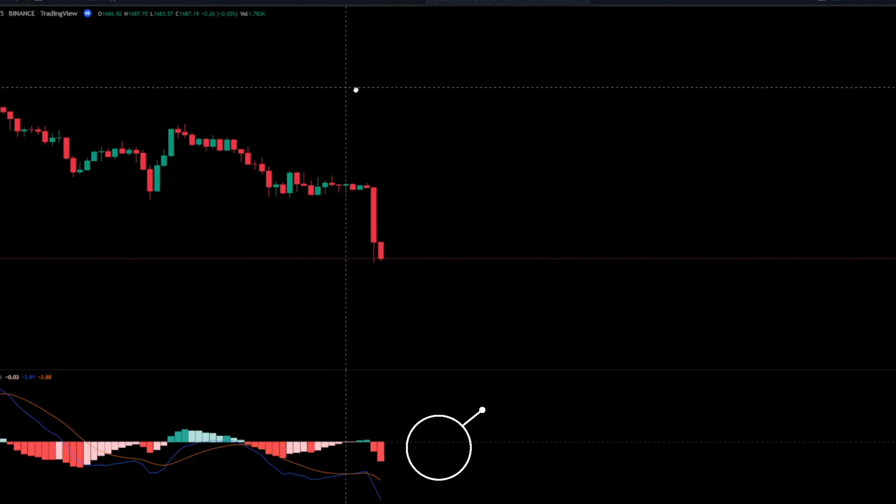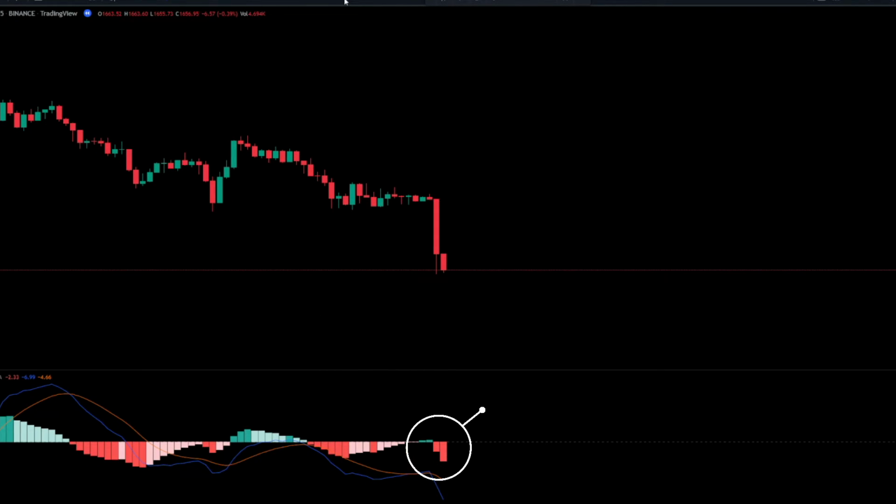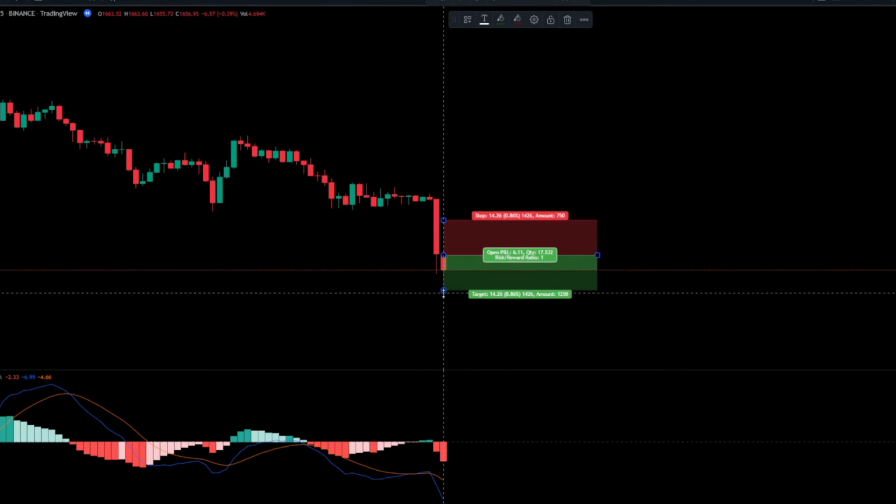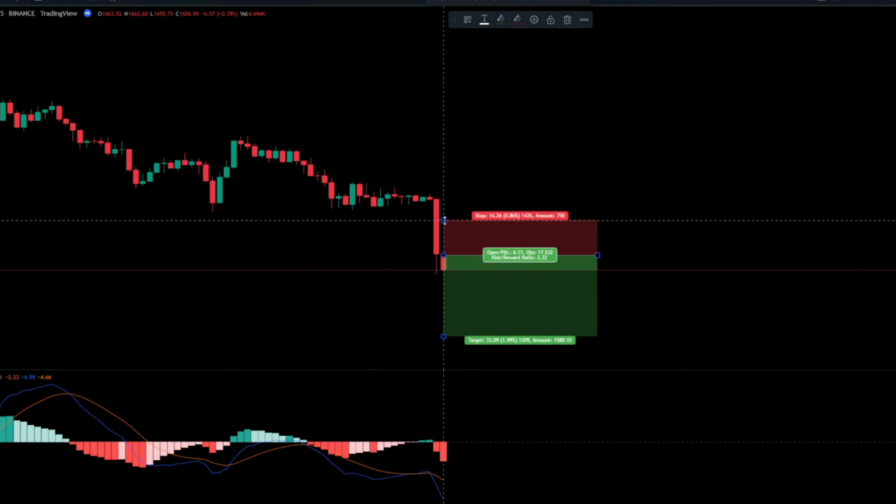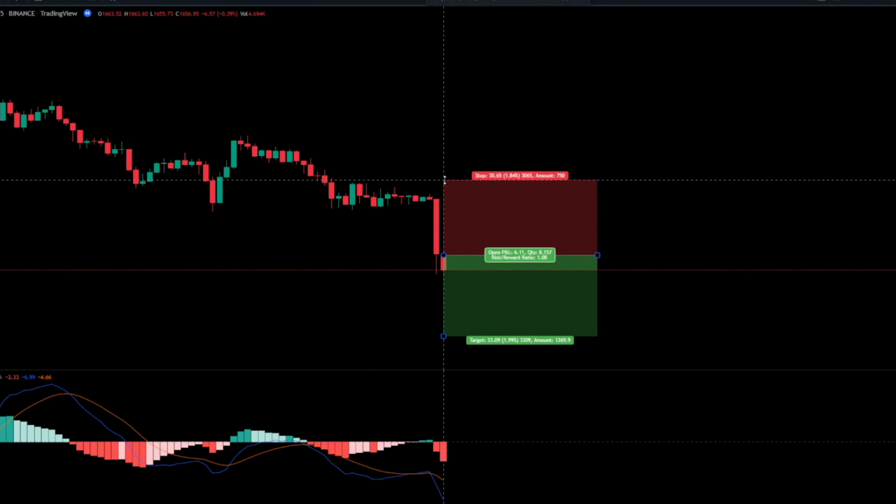As you can see here, the histogram color changed to red from green, and the red candle is also looking strong. Lines in the MACD also have a crossover, so we take our trade here. Set stop loss above the last swing high, and the target is going to be 1.5.